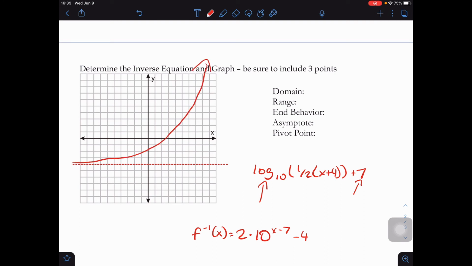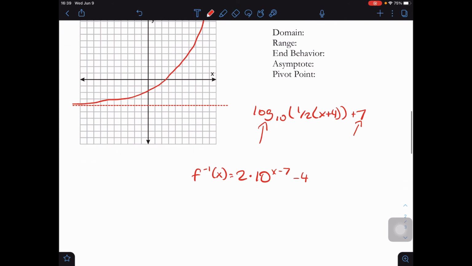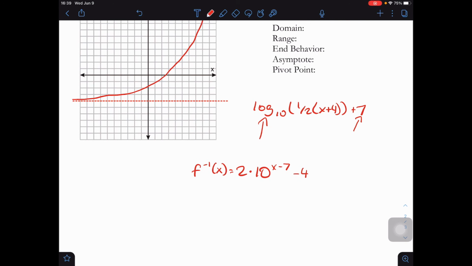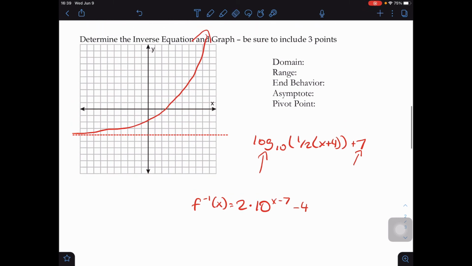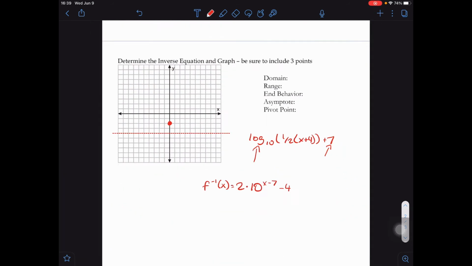But since we need actual points, we can just plug stuff in. Let's make it easy. If we were to plug in 7, 7 minus 7 is 0. 10 to the 0 power is 1. 1 times 2 is 2. 2 minus 4 is negative 2. So we were pretty spot on with the rough sketch that we drew.